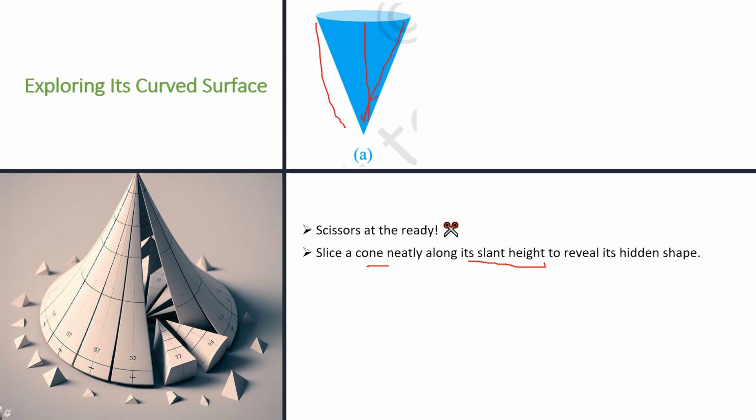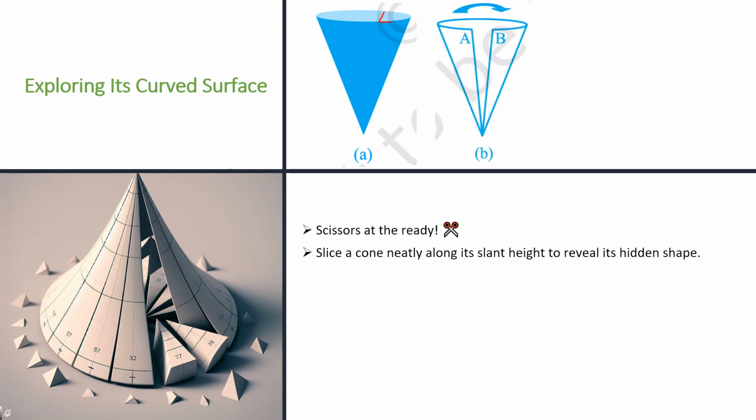Slice a cone. Now don't cut it like this. Cut it vertically in one place, right? Slice a cone neatly along its slant height to reveal its hidden shape. Now I want to see what is inside it. Now it looks like this. We cut it here, in between A and B, right?